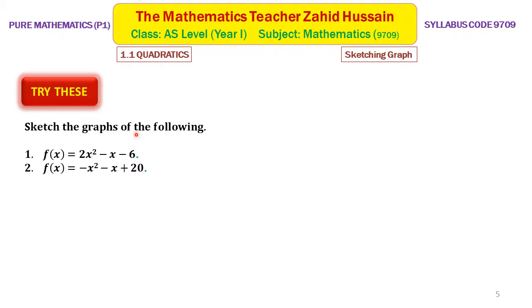Now you will try these questions. f of x is equal to 2x square minus x minus 6, and f of x is equal to minus x square minus x plus 20. Sketch the graph of these two. The answers of these questions will be given in the next lesson.